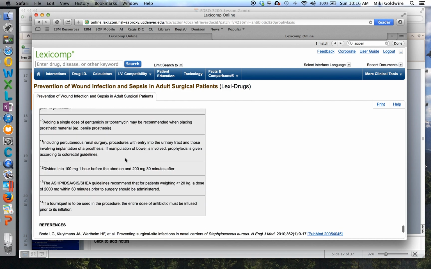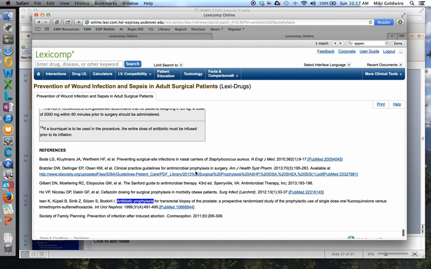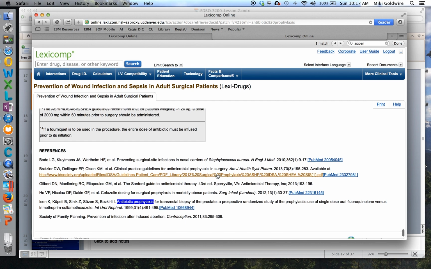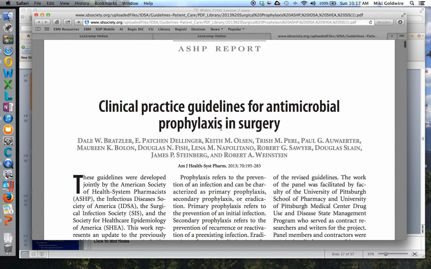So what I would do is go down to the references and take a look and see if they reference the guidelines. And what I do see is that reference to Bratzler, Clinical Practice Guidelines for Antimicrobial Prophylaxis in Surgery. And I also see that there's a hyperlink here. And it's a PDF, meaning it should pop up when I click on it. So if I click on this hyperlink, it brings me to the Clinical Practice Guidelines.